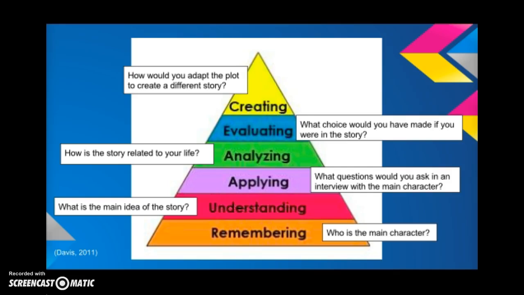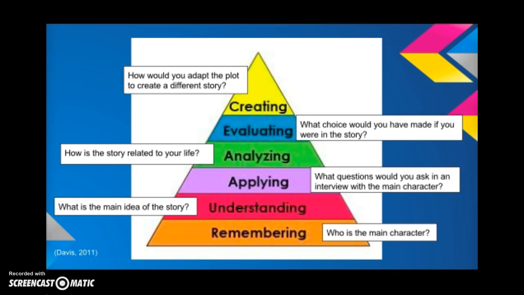Now, at the remembering level, the very bottom of Bloom's taxonomy, you might ask a question like, who is the main character? Remember, this is where we're asking about facts. So you're going to ask, who is the main character? That's an easy one. The students might tell you that it's the little boy who cried wolf. Now we know they remember.